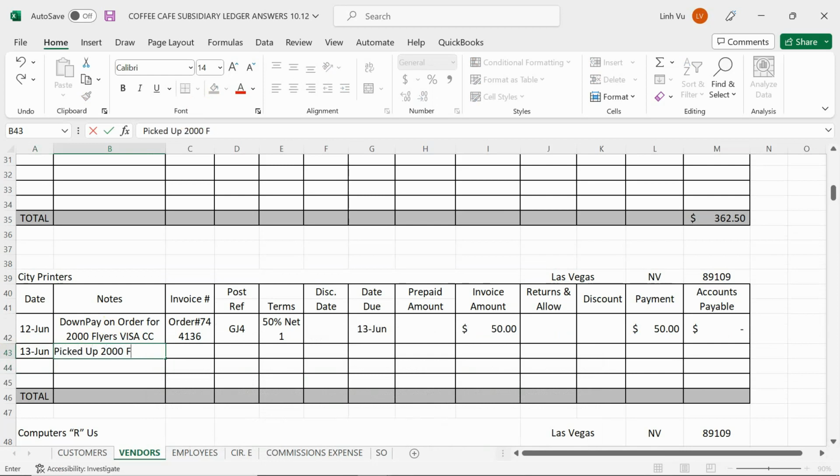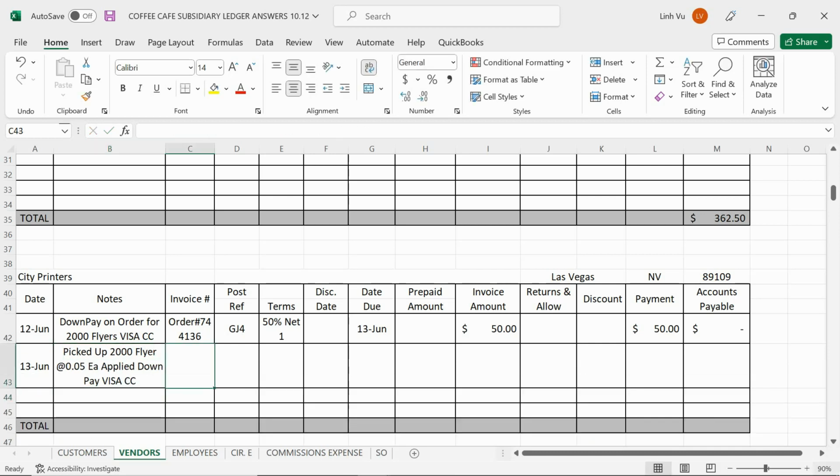2,000 flyers, right? If you want to be detailed, you can say at 5 cents a piece each, applied down payment, and then you use the Visa credit card. Okay, so again, same order number, General Journal page 4, but in this case, no terms. And this is now we can apply our prepaid amounts for $50, right?